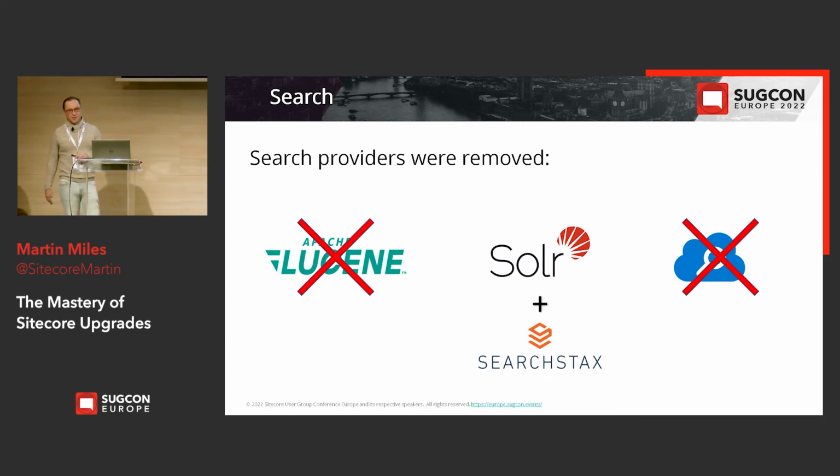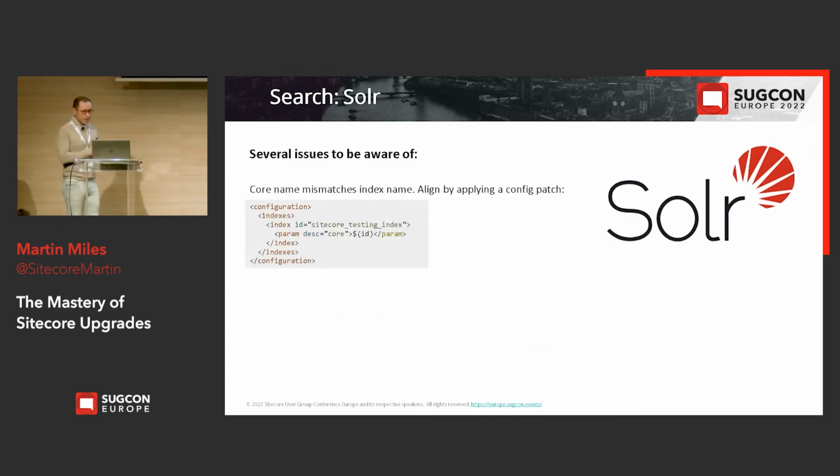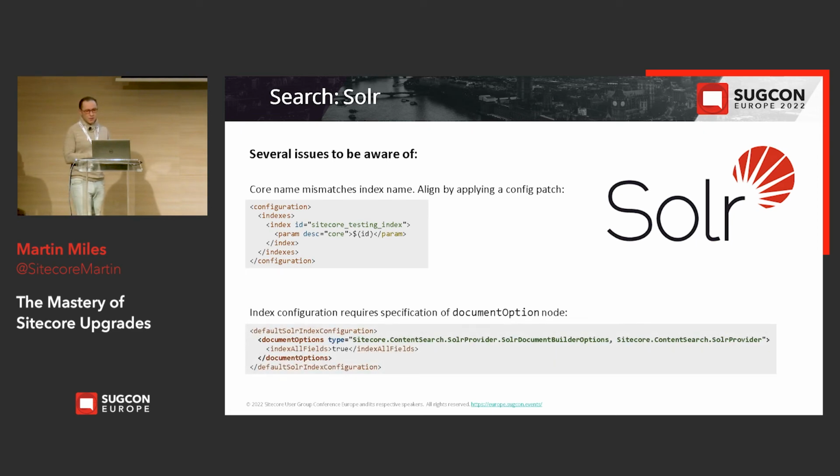And speaking about Solr, there were two issues I had to resolve while upgrading Solr. The first was related to core names mismatching the index name. It's not a big deal, it can be fixed by this patch. And the second relates to a configuration that defines all index fields. Now if you are indexing all the fields, that must be wrapped with a document option tag of the correct type.